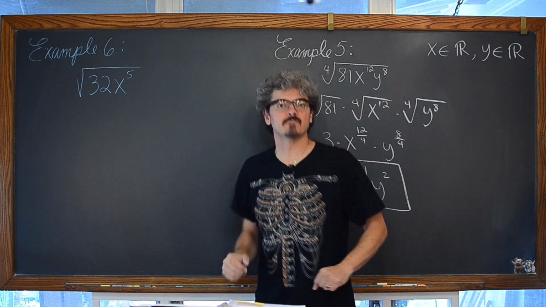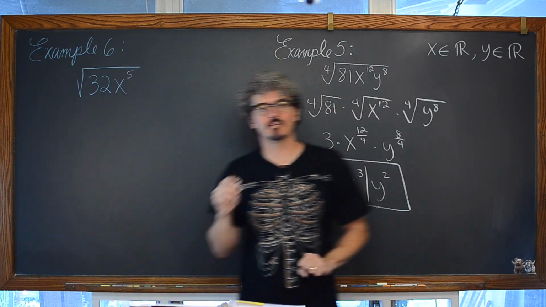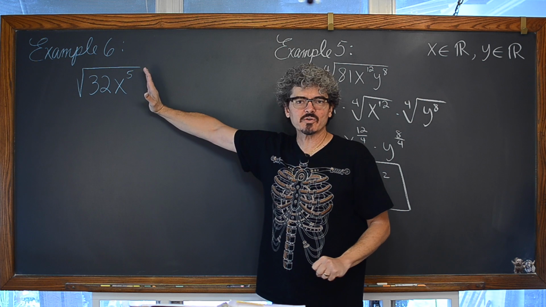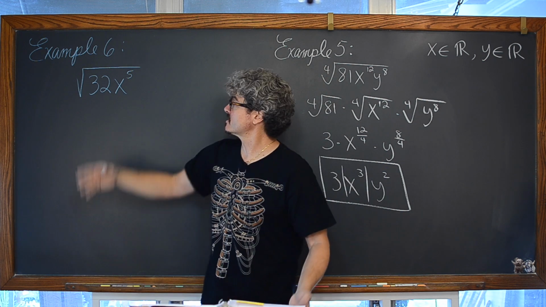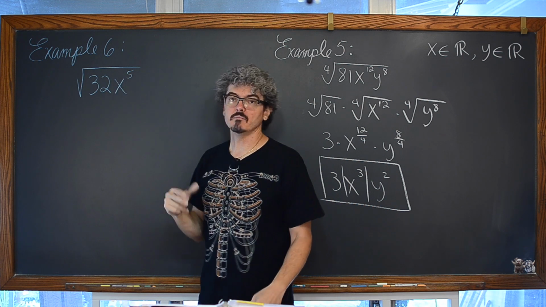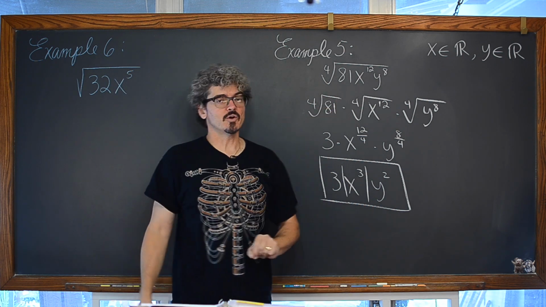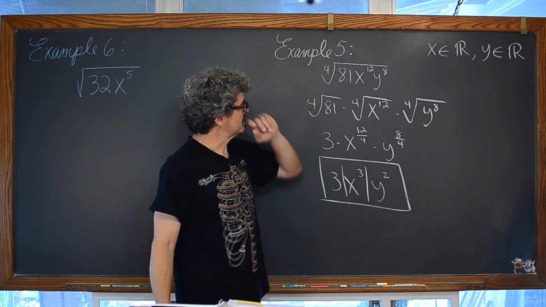Example number 6. And I'm leaving example number 5 up here for a reason, and I'm even going to color code it, because this is different. These look really, really similar. It's just a root of a monomial, one term. So why are they different?